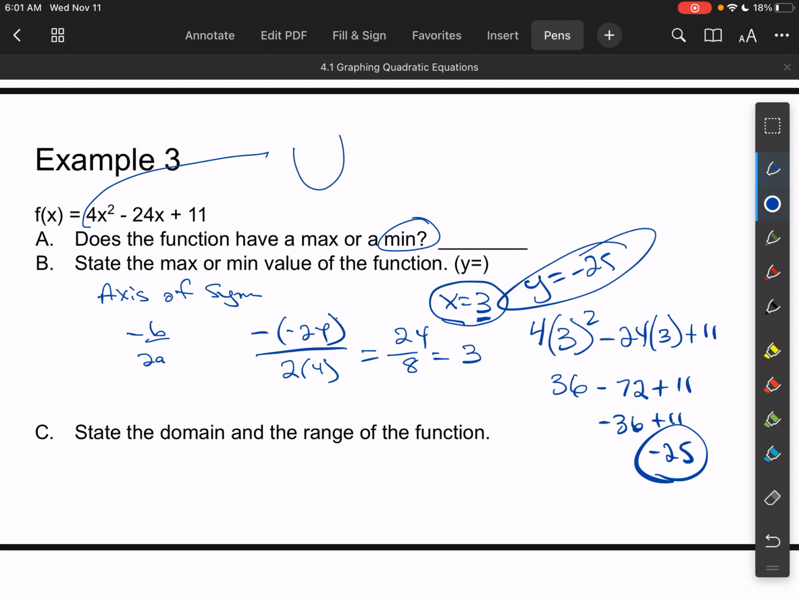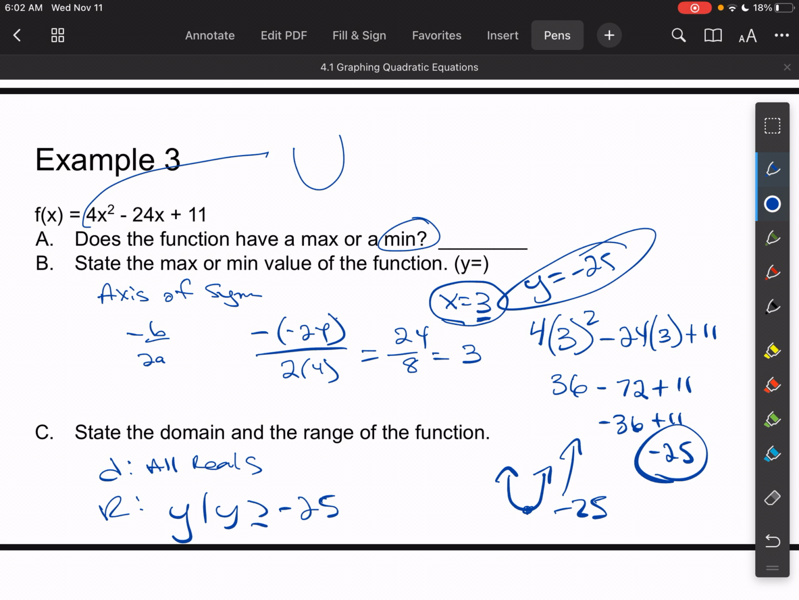What is the domain and the range? Okay, well, look, guys, you can figure this out because you know it opens up. The domain is going to be all reals for all of these, so that's easy. The range is what they really want you to focus on. If it's a minimum and the minimum happens at negative 25, then it's everything above that. So it's the y values where y is greater than or equal to negative 25. So that's example 3, using the max and the min to find that.